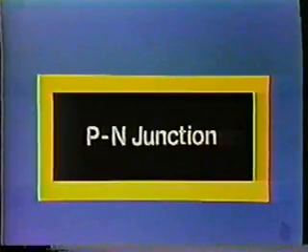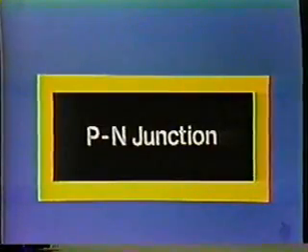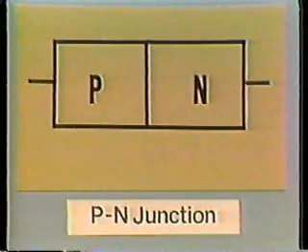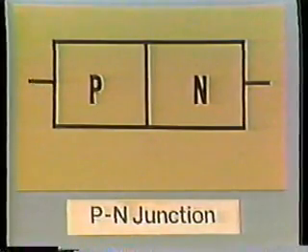When P-type material is joined to N-type material to form a P-N junction, we have the basis for both semiconductor diodes and transistors. The junction can be formed in several ways, such as grown crystals, diffused junctions, alloy junctions, and other ways. We're not too concerned with how the junction is formed, but rather how it functions and what it can be used for.